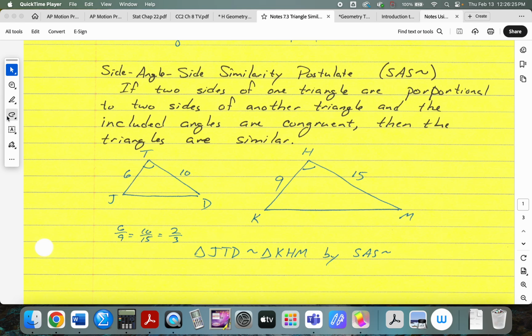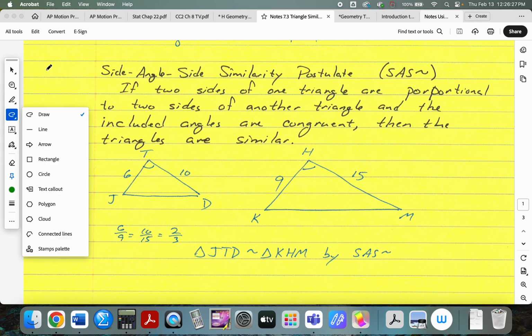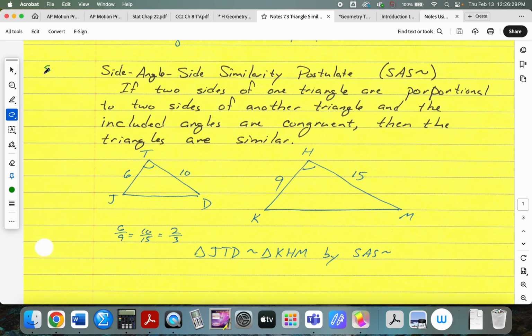Now, you don't need to write this down, but when we were doing congruent triangles, we had a whole bunch. We had side, side, side. We had side, angle, side. We had angle, side, angle. And we had angle, angle, side. We also had hypotenuse leg, which we don't have for this one. So we've got a side-side-side similarity, and we've got a side-angle-side similarity.